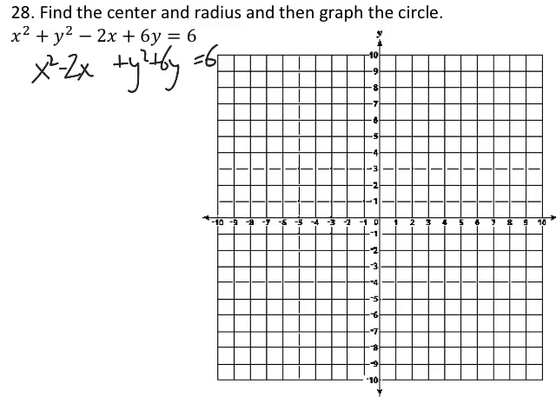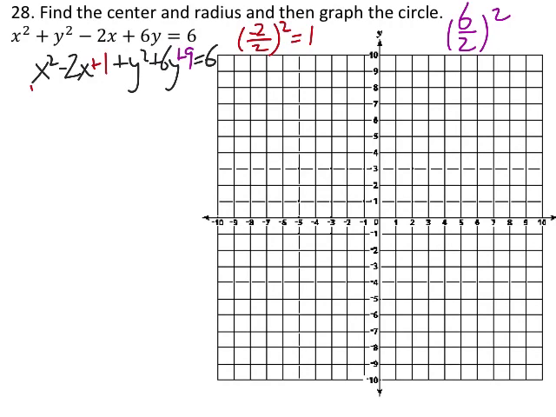Okay. Now completing the square just for the x's, I would need to add a 1, and I would get that by taking a negative 2 divided by 2. I'm going to square that. That's going to equal 1. Same thing with the y's. I've got that b value, the 6. I'm going to take that divided by 2 and square that, which means I'll have to add 9 there.